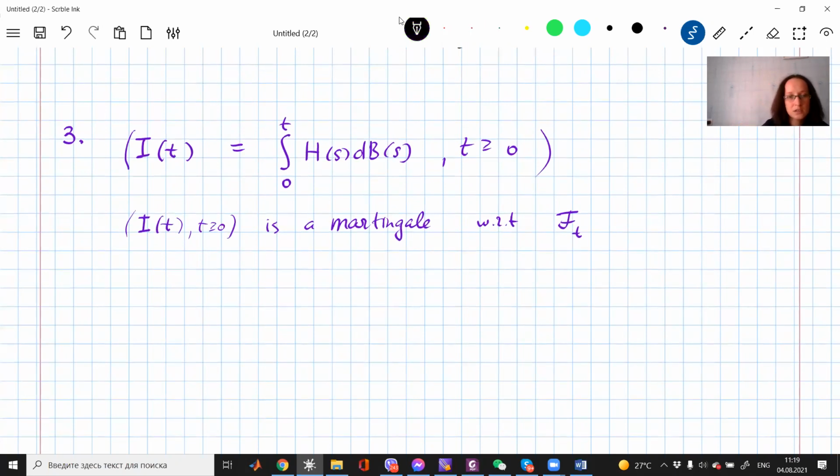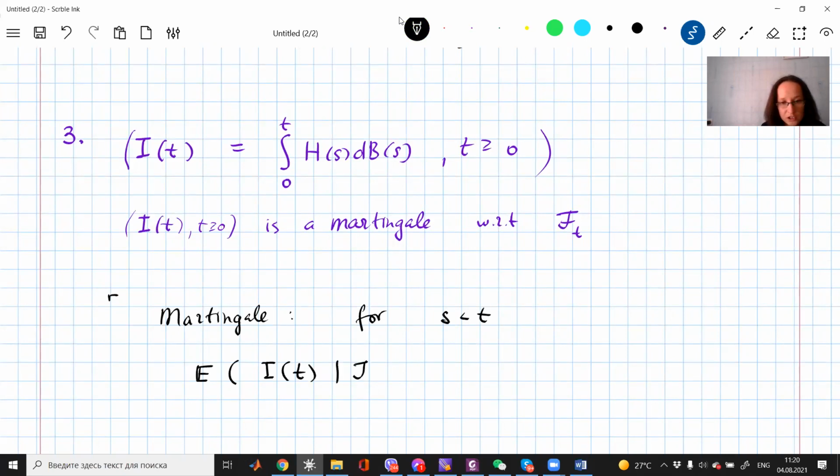But the proof is easy as well. So what should I prove here to prove that the process is a martingale? The martingale property says that for two moments of time s and t, if I take the conditional expectation of the process at time t with condition on the sigma algebra up to time s, this should be equal to the process at time s. So this is what we should prove. I will write here the question.